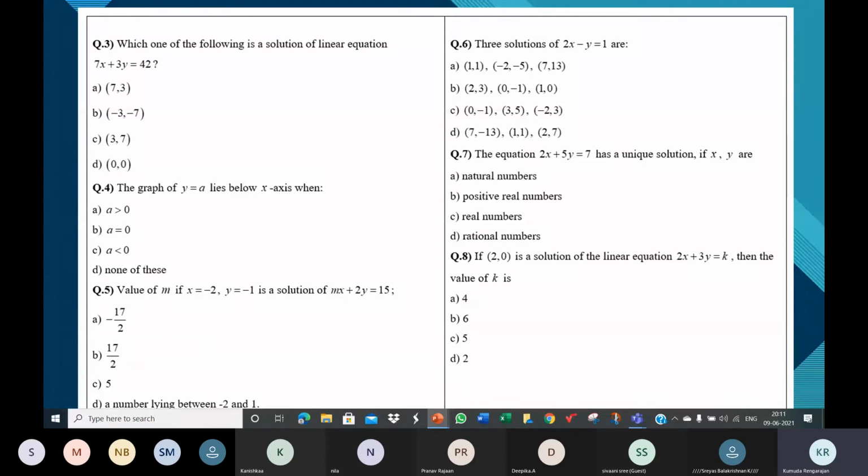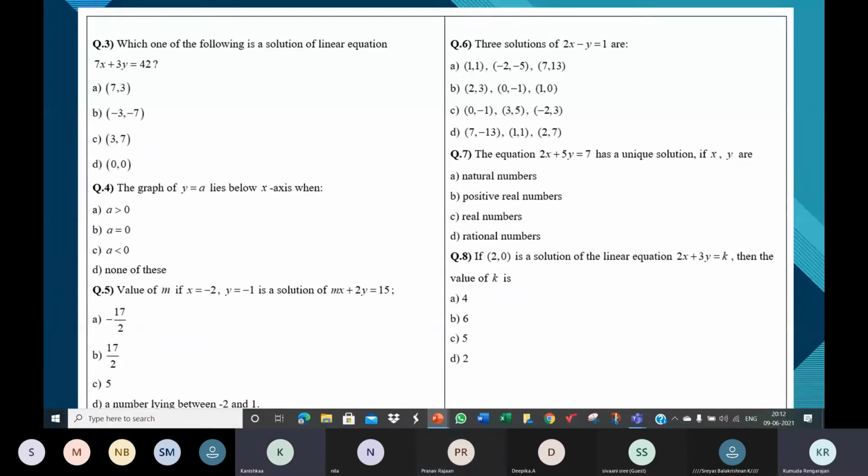So the equation 2x plus 5y is equal to 7 has a unique solution. But it's a linear equation in 2 variables x and y. It cannot have a unique solution, right? It has infinitely many solutions. Think about it. The equation 2x plus 5y is equal to 7 is a linear equation in x and y, and we know that every linear equation in x and y has infinitely many solutions. So the equation 2x plus 5y is equal to 7 has a unique solution if x and y are real numbers.